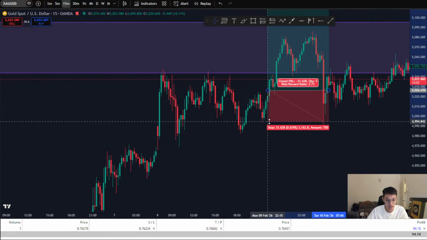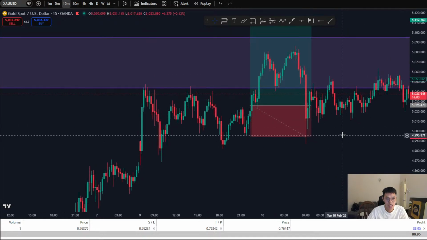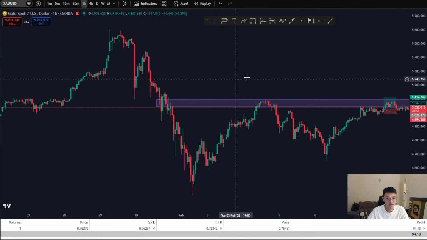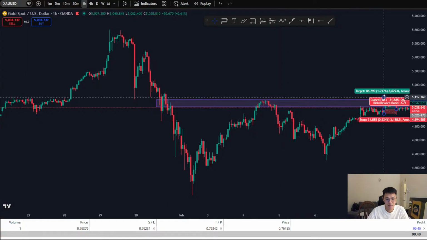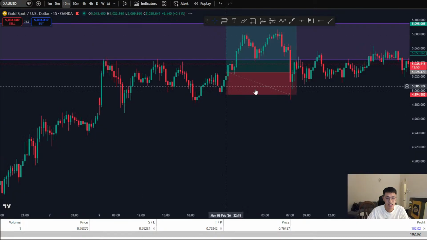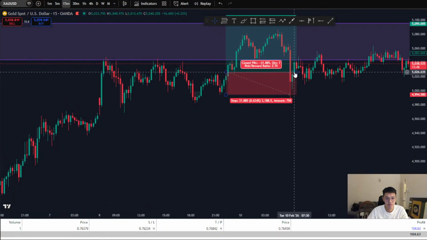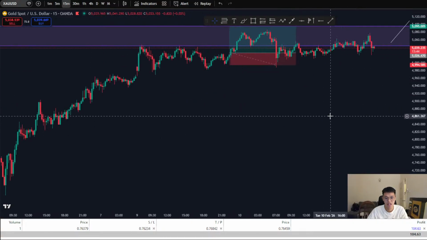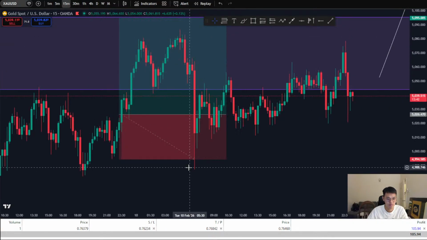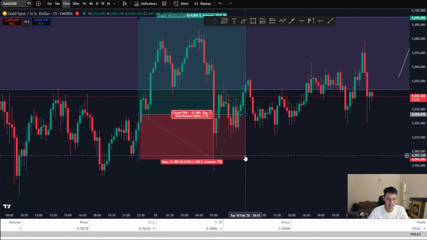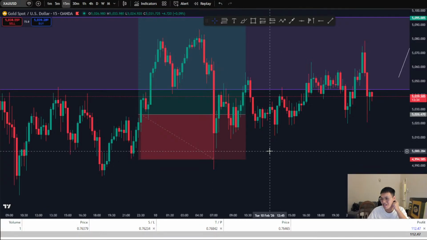Then my stop loss is here. Then the TP level, the first target I target here. Okay, but unfortunately my order hit stop loss. Okay, because of this movement, boom, my trade got stopped out.